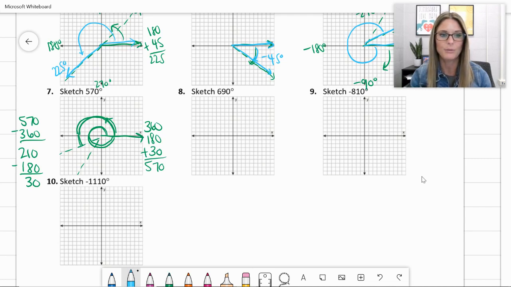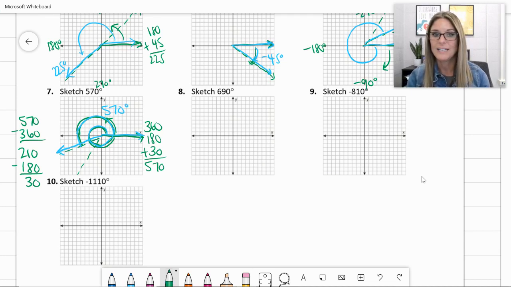So let me grab my blue, starting at standard position, all the way around 360, all the way over to the opposite side makes 180, and then that additional 30 will take us to this position of a full 570 degrees.